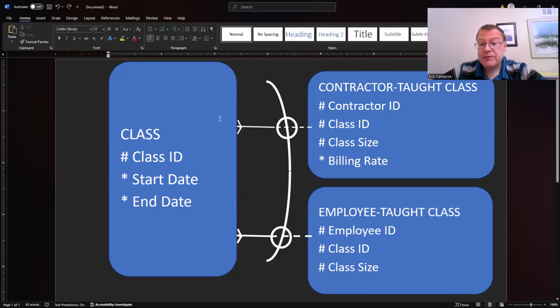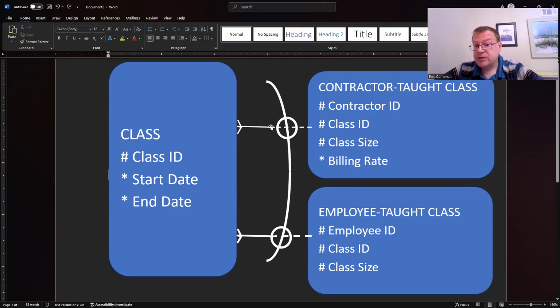So class must have an instructor. I don't care if it's a contractor or an employee. It must be one of those. And that's what the arc is doing here. It's allowing us to effectively split that relationship, that requirement. So class has an instructor.